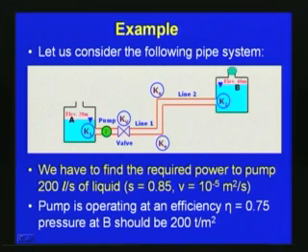So, we have to find the required power to pump 200 liters per second of liquid with a specific gravity of 0.85 and kinematic viscosity 10 to the power minus 5 meter square per second. This is the problem, and the pump is operating at an efficiency eta equal to 0.75, and the pressure at B should be 210 kN per meter square. So, the reservoir or tank at B is under pressure, but at A it is open to atmosphere. The discharge to be passed is 200 liters per second, and the kinematic viscosity is given as 10 to the power minus 5 meter square per second.